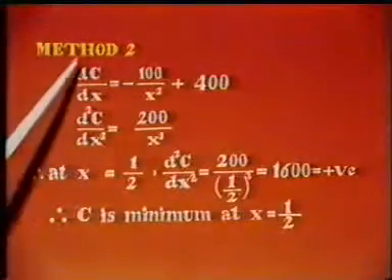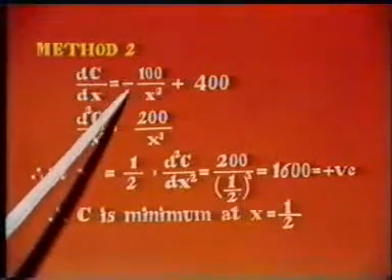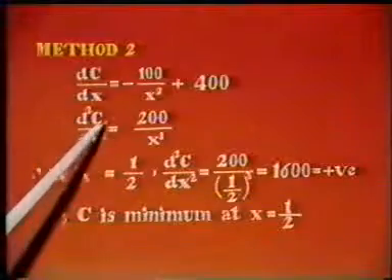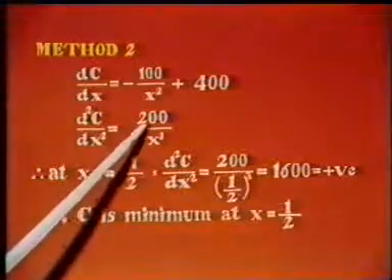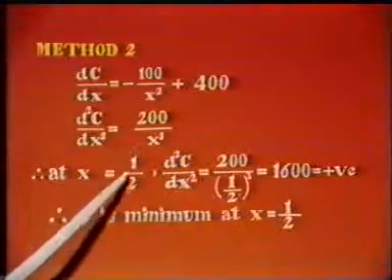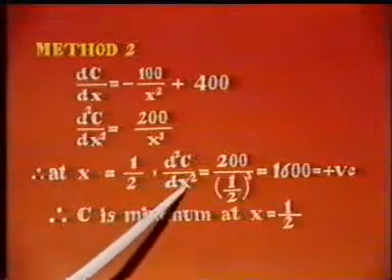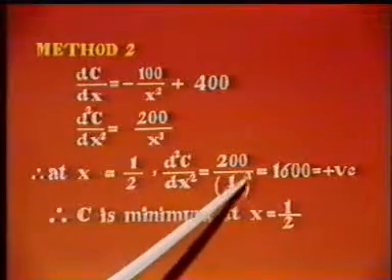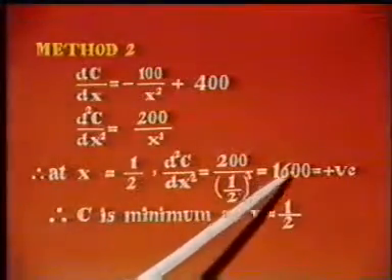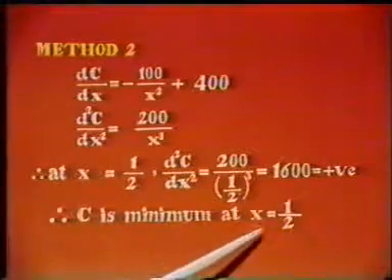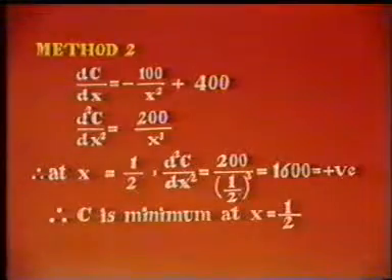Method 2. dC/dx is equal to -100/x² + 400. d²C/dx² is equal to 200/x³. Therefore, at x equal to 1/2, d²C/dx² is equal to 200 divided by (1/2)³, which is equal to 1600, and is positive. Therefore, C is minimum at x equal to 1/2.